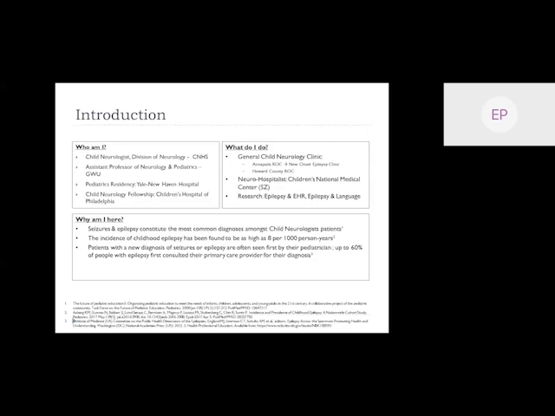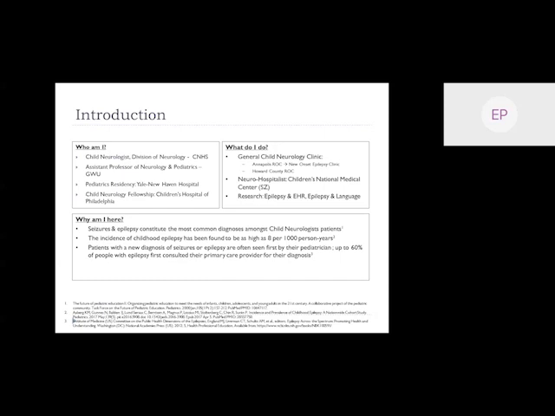So starting off with who am I? My name is Juma Mbwana, Dr. Mbwana. I'm a child neurologist here at Children's National Health System within the Division of Neurology with a faculty appointment at GWU George Washington as an assistant professor of neurology and pediatrics. I completed a full pediatrics residency at the Yale New Haven Hospital, and following that I did child neurology fellowship at the Children's Hospital of Philadelphia.